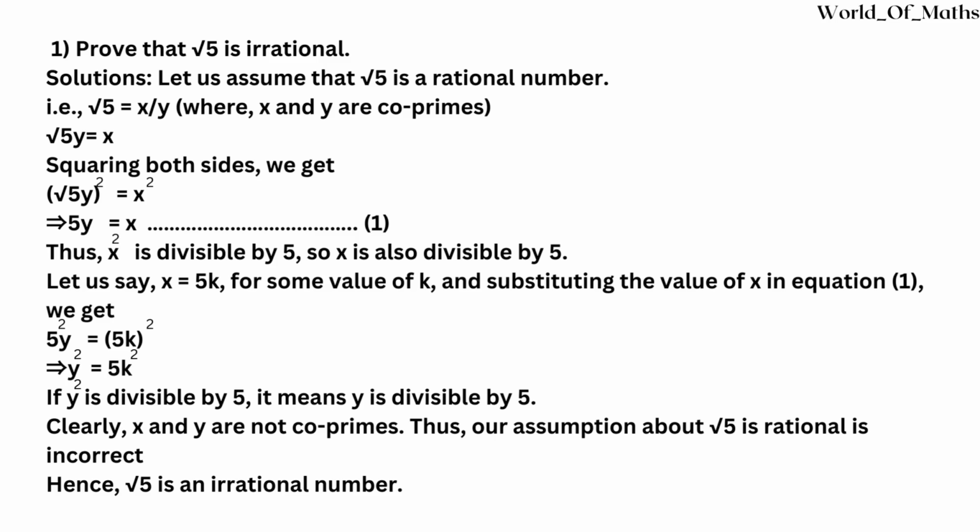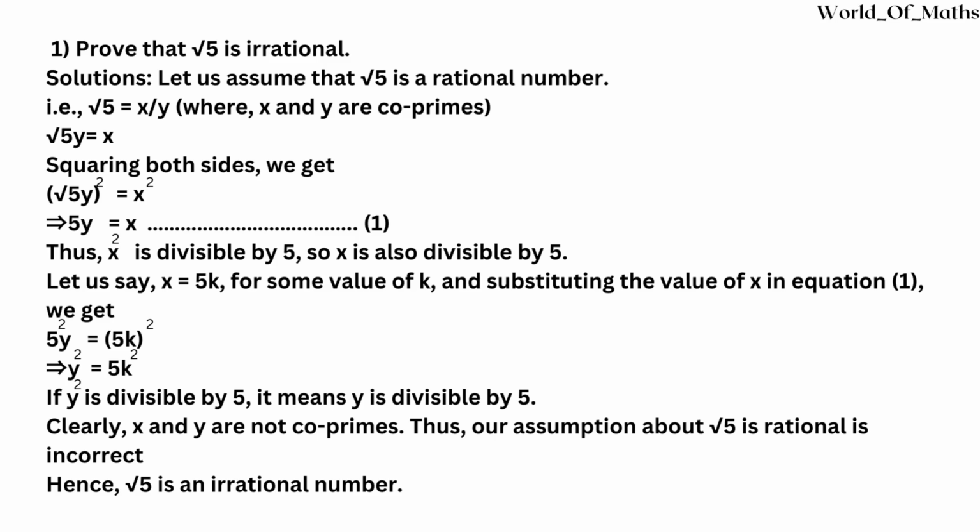Thus, x squared is divisible by 5. Then we can say x is also divisible by 5. Let us take another integer k for any value. Let's say x equals 5k. Substituting the value of x in equation 1, we get 5y squared is equal to 25k squared, where y squared is equal to 5k squared.